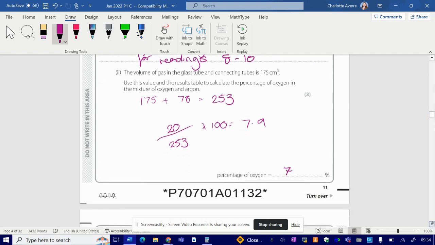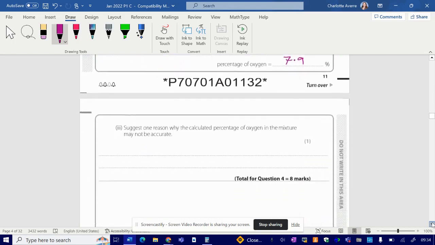oxygen. So if you remember what I said at the start of the question, you can see here now why reading the question is so important, because if you got this answer and you were expecting it to be in air, you'd be going, oh, I think I've done something wrong here.